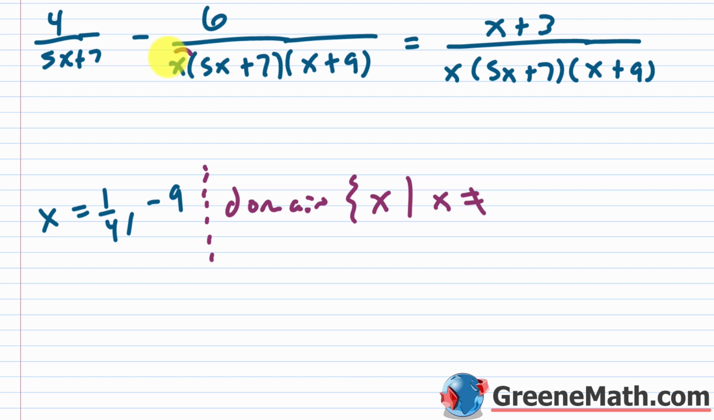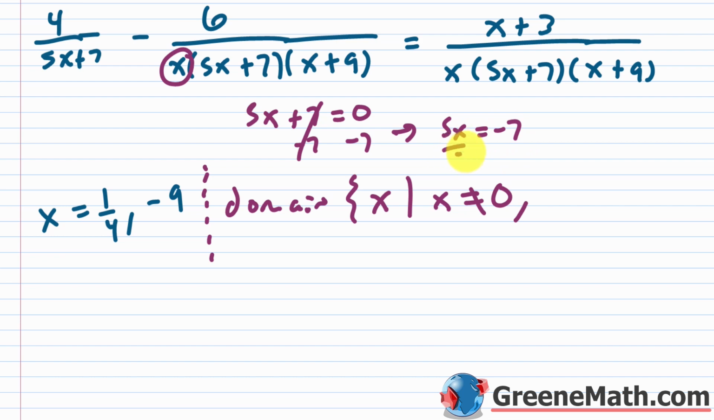So you can think about this factor here. If you set that equal to 0, well, it's just x equals 0. So one value that x can't be is 0. Then the other guy is 5x plus 7. You'd have to set that equal to 0 and solve. Subtract 7 away from each side. Cancel this. You would have 5x is equal to -7. Divide both sides by 5. And so x can also not be -7/5.